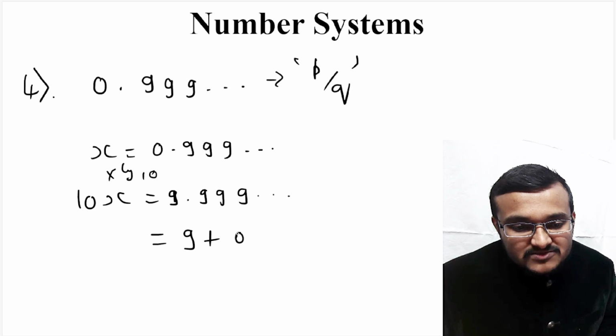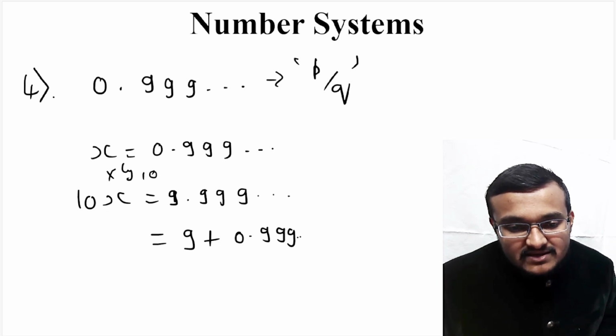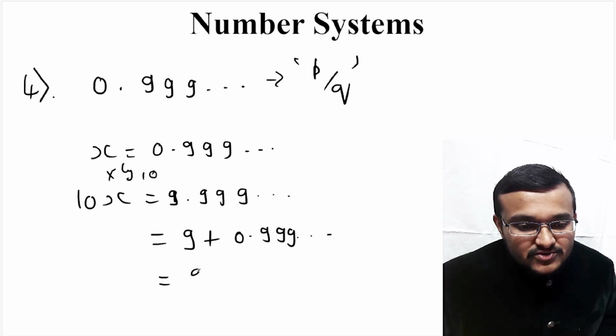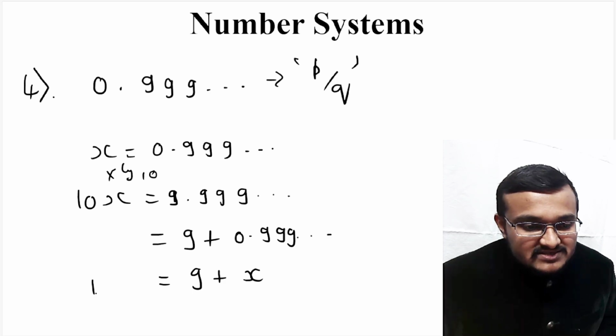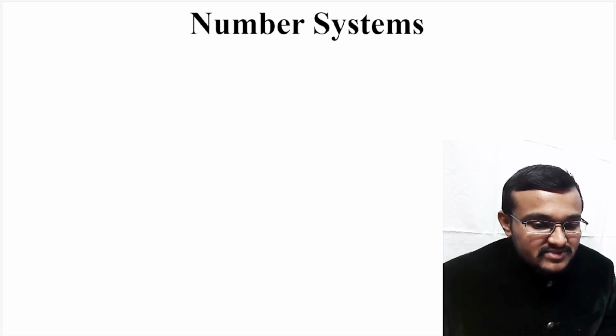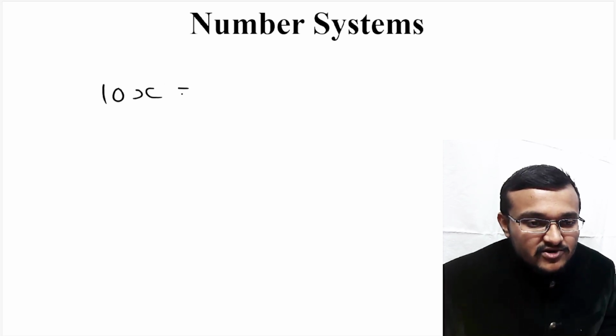So 9 plus 0.9999 goes on like this. So here you can consider this as x, so 9 plus x, so 10x is equal to 9 plus x. So now you have got 10x is equal to 9 plus x.